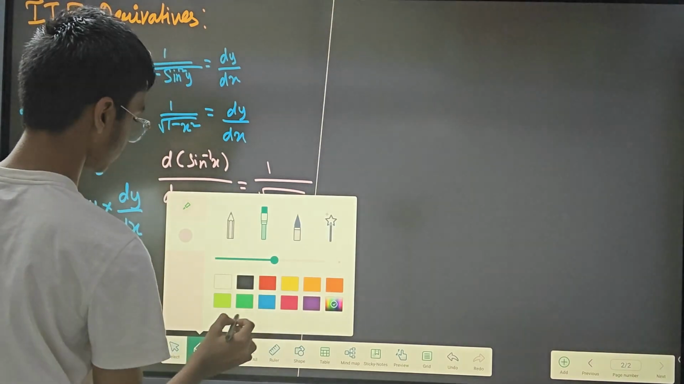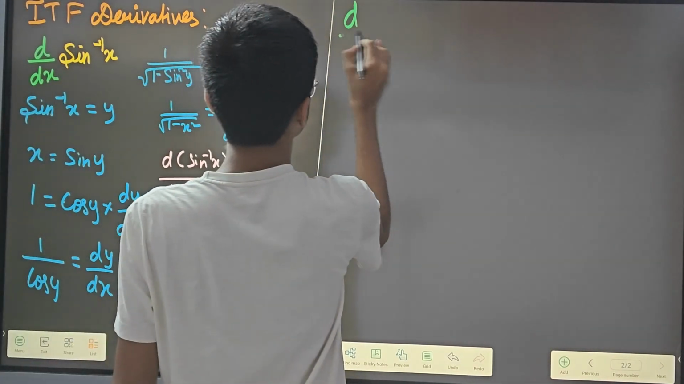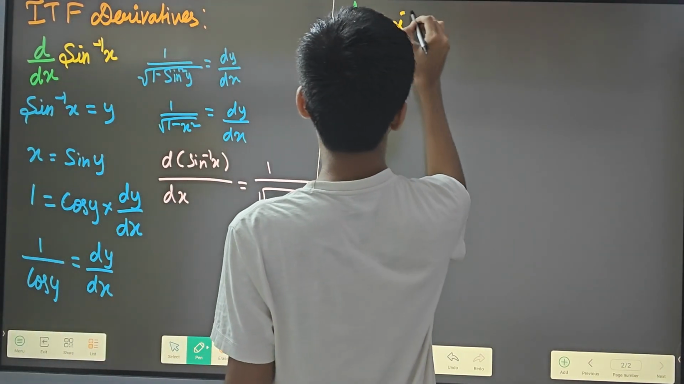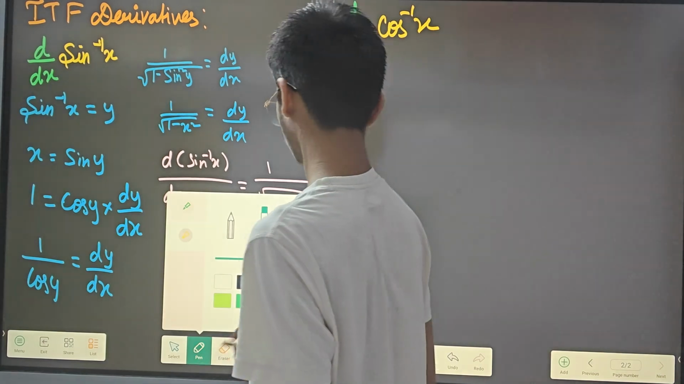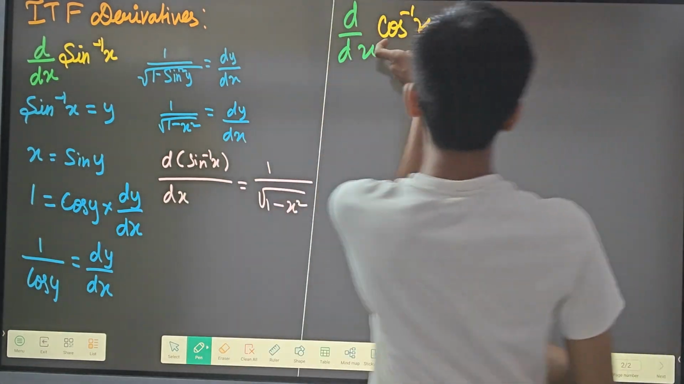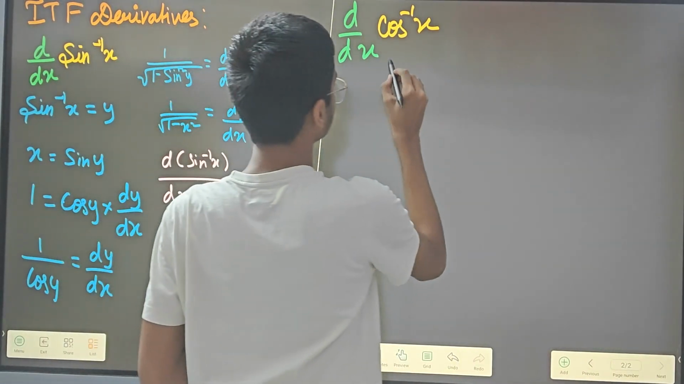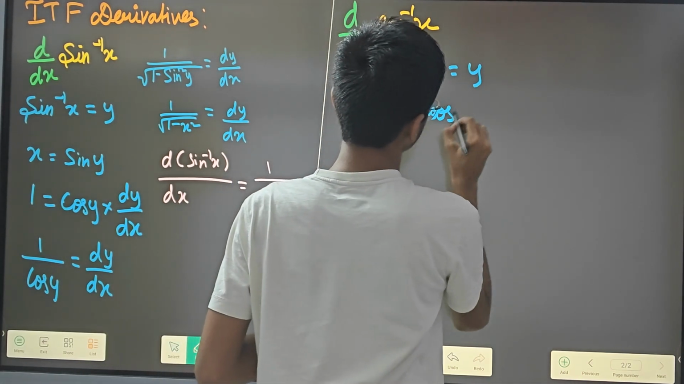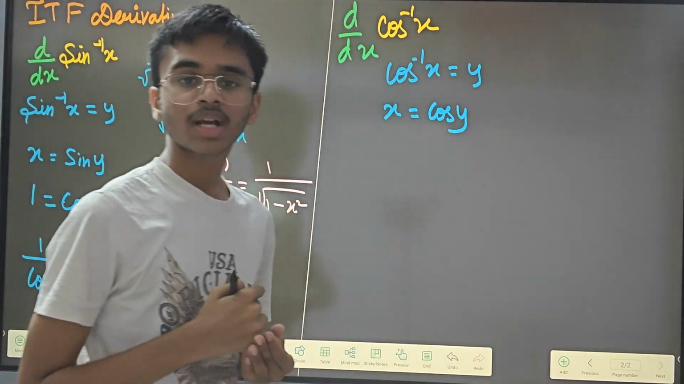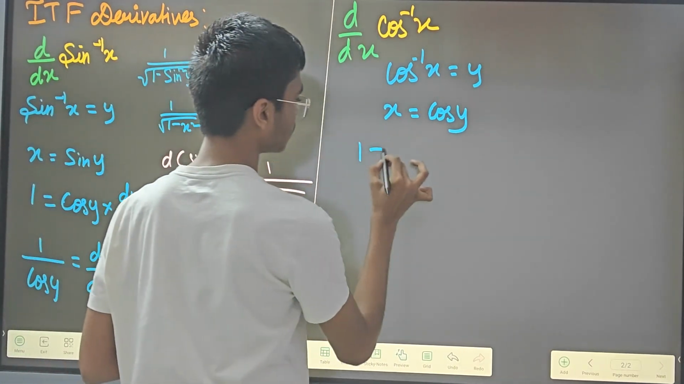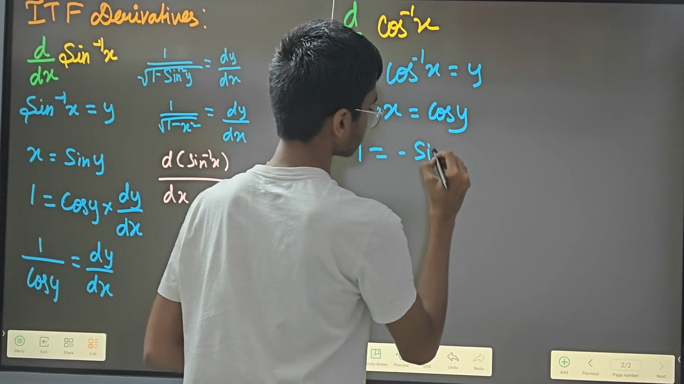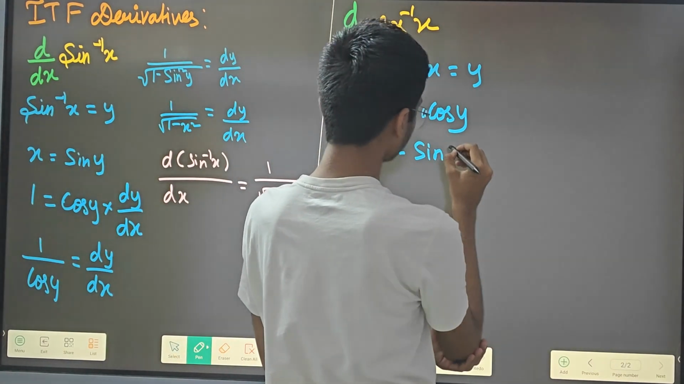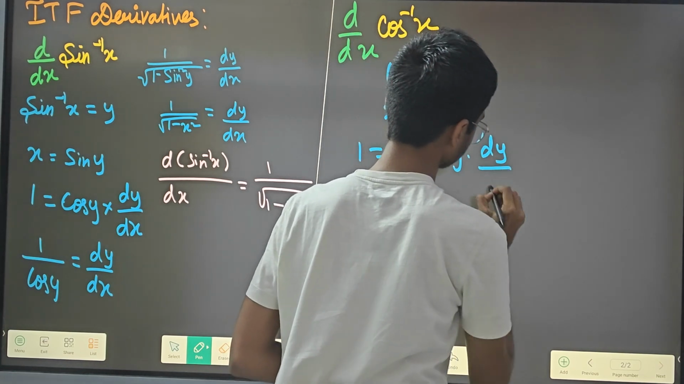Okay, so for cos we will see, d by dx of cos inverse x. So what is this? First you are going to keep cos inverse x is equal to y. So x is equal to cos y. Now you are going to differentiate it, which is going to be 1 is equal to minus sine y into dy by dx.